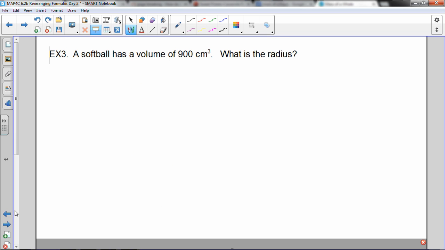Last example. A softball has a volume of 900 centimeters cubed. What's the radius? We actually solved this, right? Back in unit 2 when we did all that measurement stuff. Softball is a sphere. We want the volume formula, so we'd have to look that up. Remember, on your exam, you're going to be able to write as many formulas on a formula sheet as you like. But this is sort of the unit 2 style. This is how we would have solved it back then.